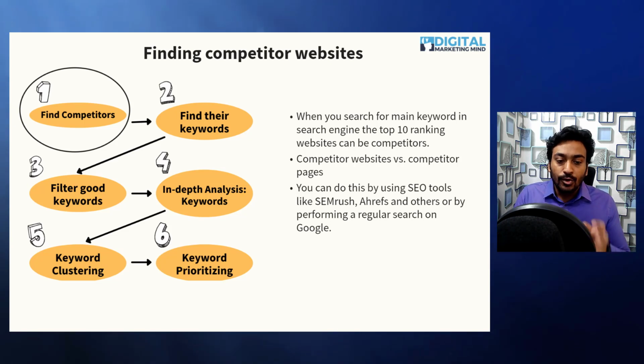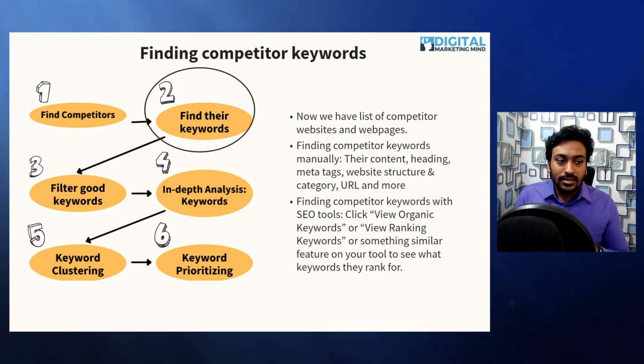Also, you can do this by using keyword tools like SEMrush, Ahrefs, and there are a lot more. Usually we go into the tool, where there is an option to enter the competitor domain or competitor web page URL, and we can easily see all the organically ranking keywords through these tools as well. We can also try to find competitor keywords manually by typing into Google, going into their website and trying to identify the keywords, which we will be focusing on in the next step, finding competitor keywords.